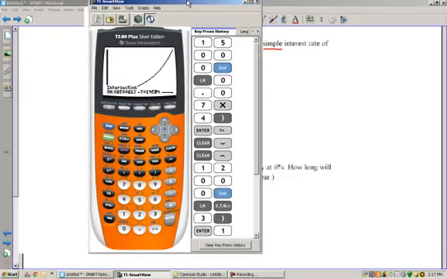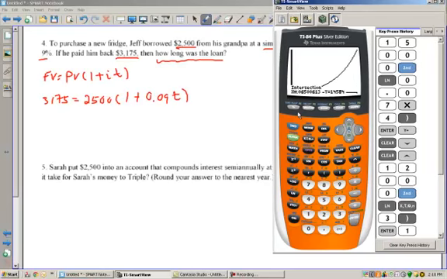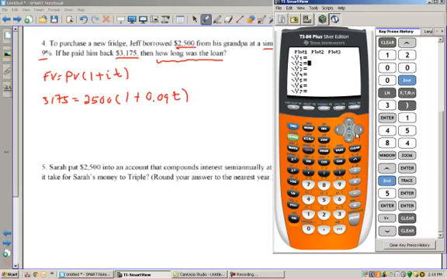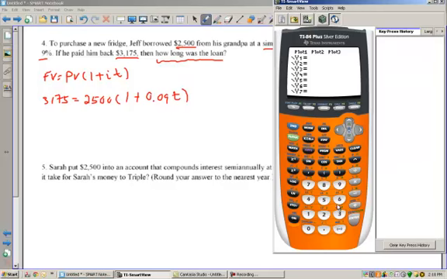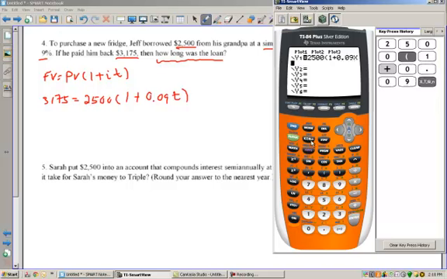So I take out my calculator, I hit y equals, clear all this out, and I just plug it in. So I have 2500, left parenthesis, 1 plus 0.09, and then x in parenthesis. And for y2, I put the 3,175.